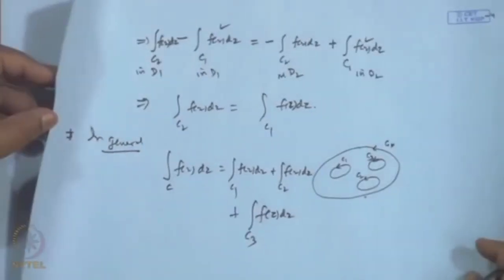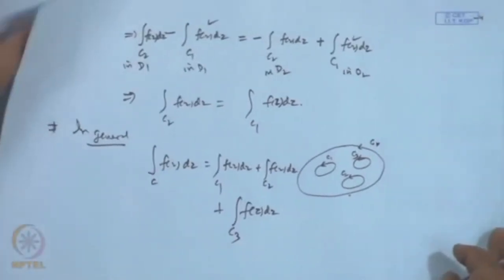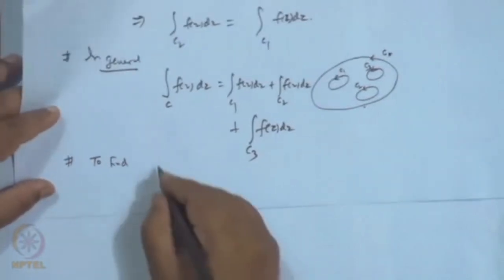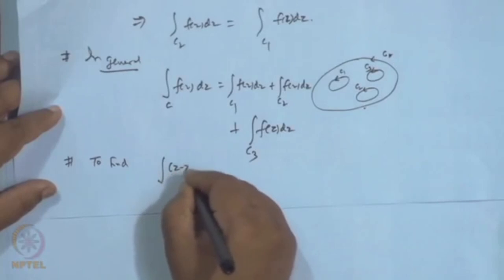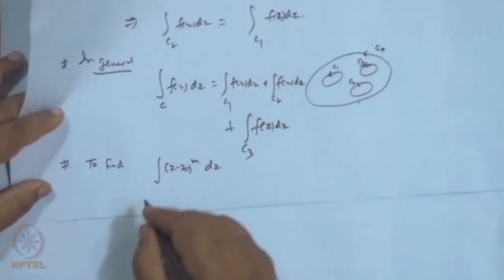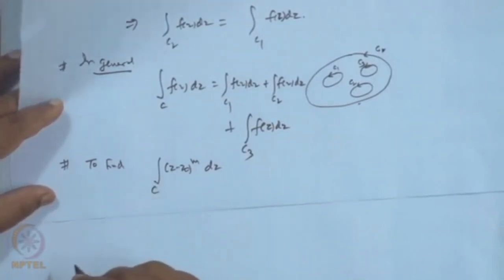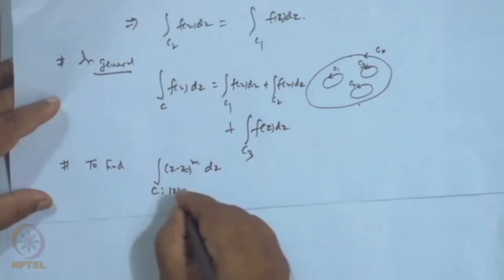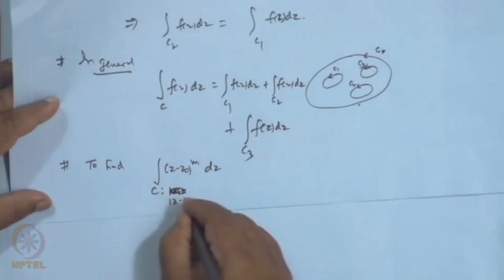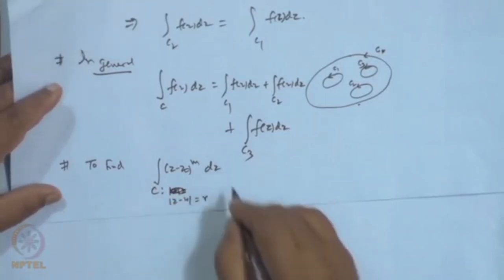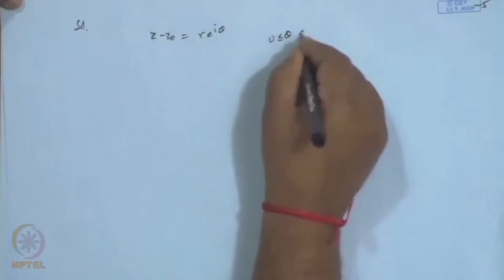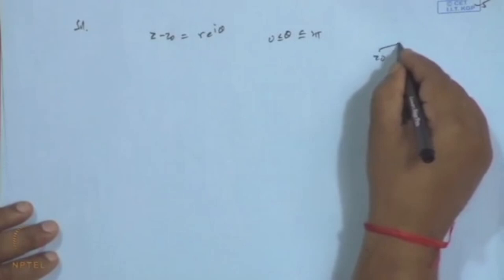Now, before going further, let us see some examples. The first, which is an interesting example, is to find the value of this integral, the integral of dz over (z minus z naught) to the power m over C, where C is the circle |z minus z naught| equal to r. This we wanted to show, prove. So, it is given that z minus z naught is r e to the power i theta, where theta lies between 0 and 2 pi, because it is a circular path centered at z naught with a radius r.